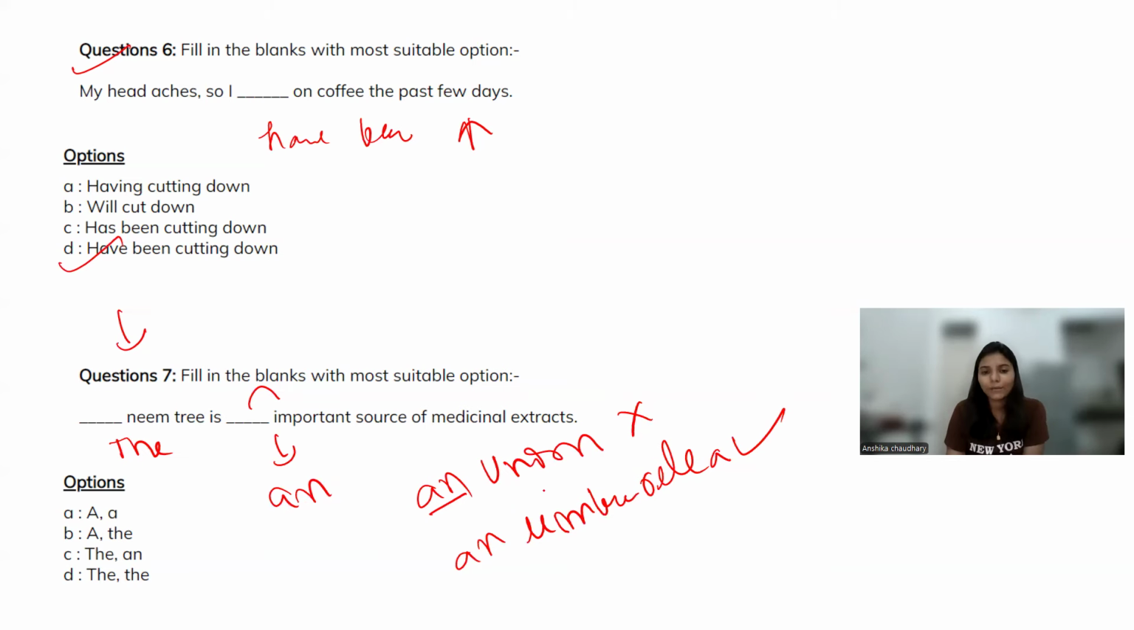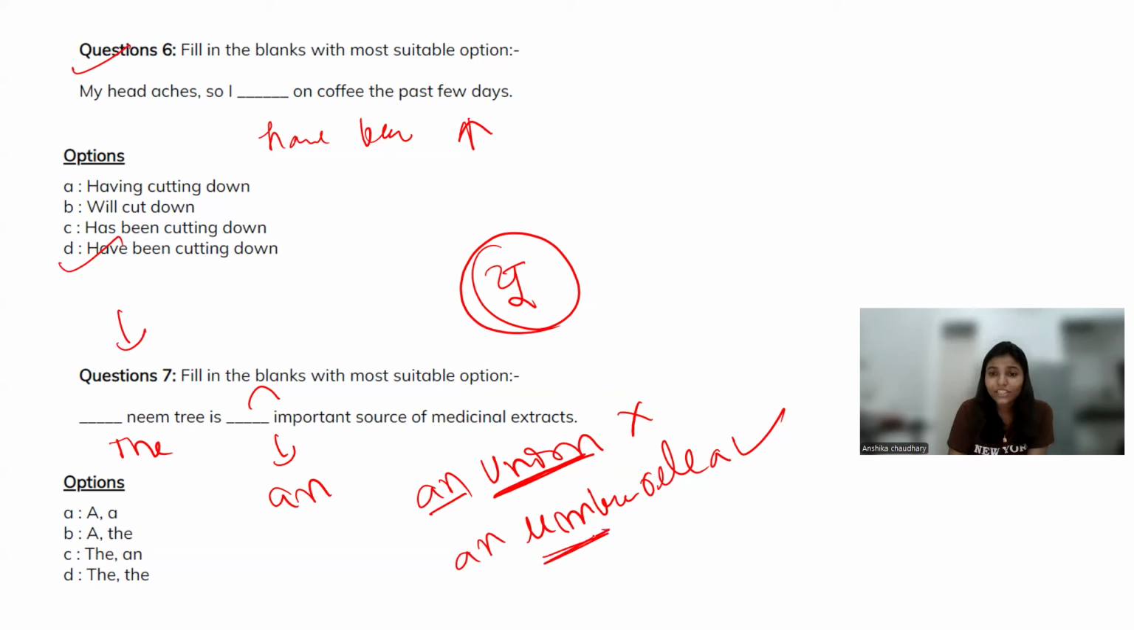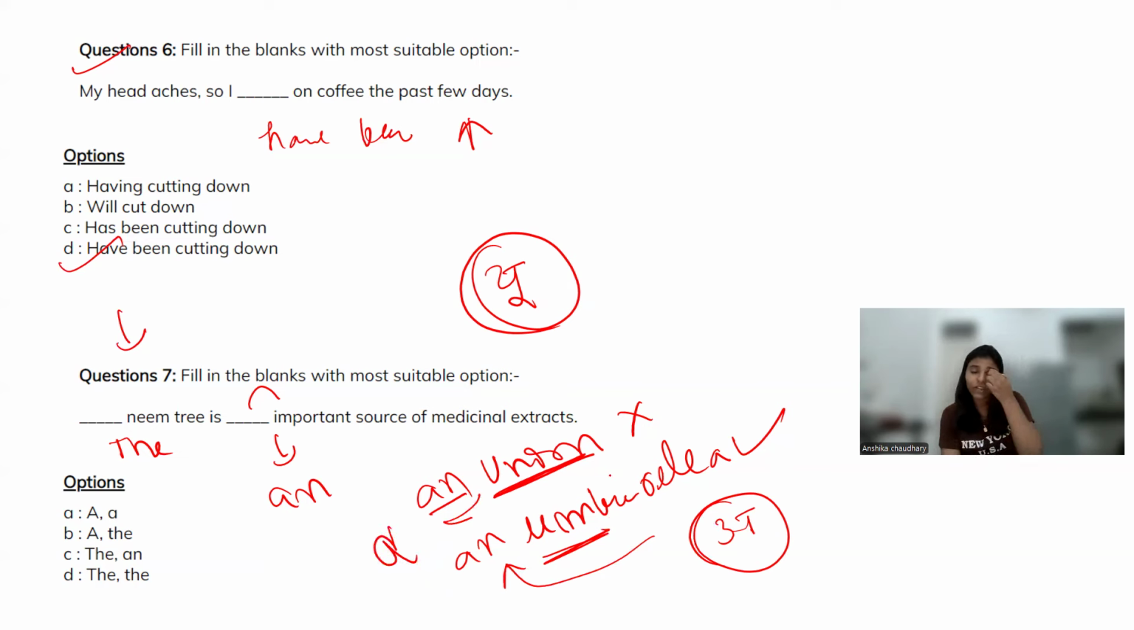Why? Because it will take the reference from our Hindi varnamala. We pronounce "union" as "yu", so it starts with a consonant sound, and in Hindi varnamala it is the consonant. Now "umbrella" is pronounced with "a", which is the vowel in our Hindi varnamala as well, so we use "an" there, and we use "a" before "union", right? Are you getting my point?